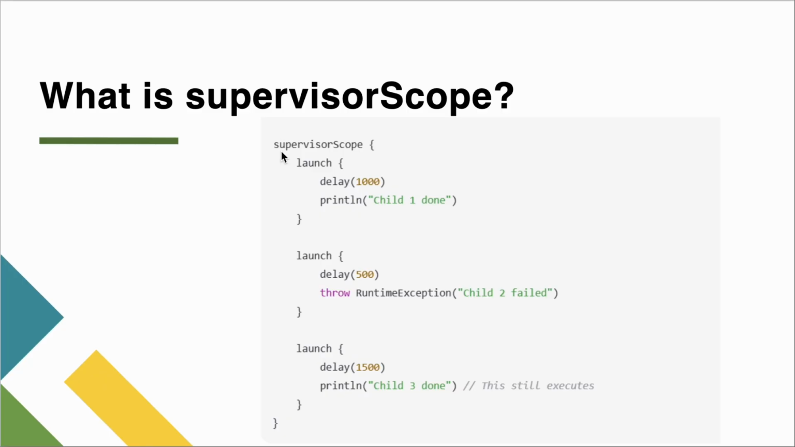I will return the empty list on behalf of the failed one, and then collectively I will return to my UI with the updated data. That is the place where you would use the supervisor scope.